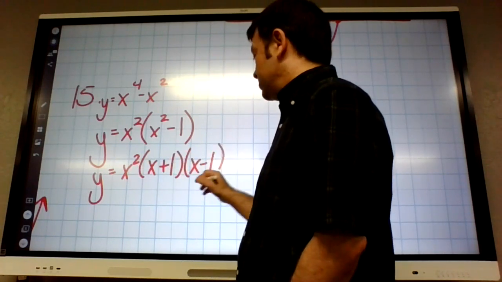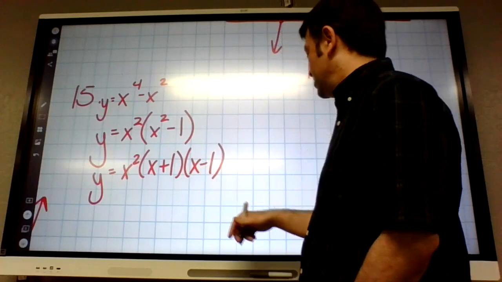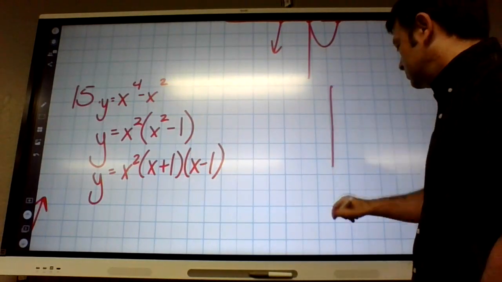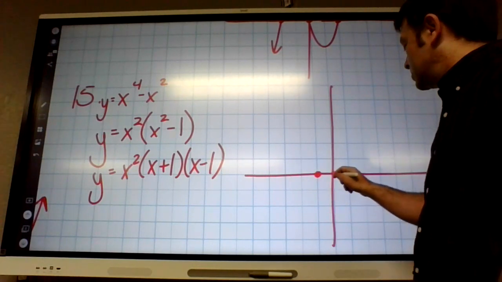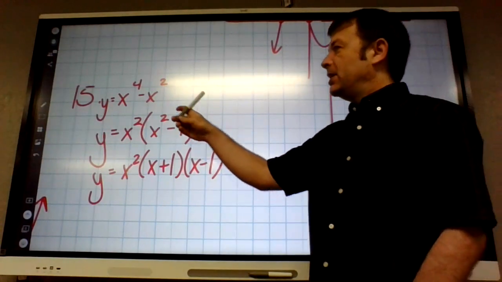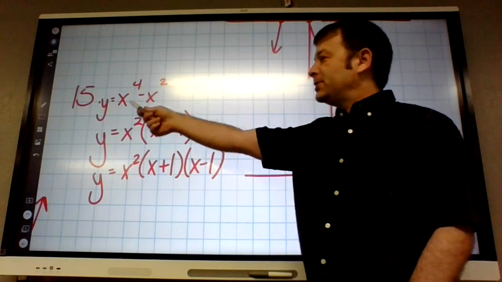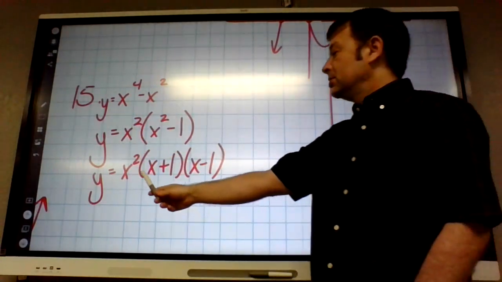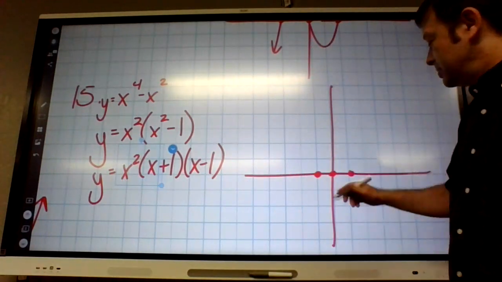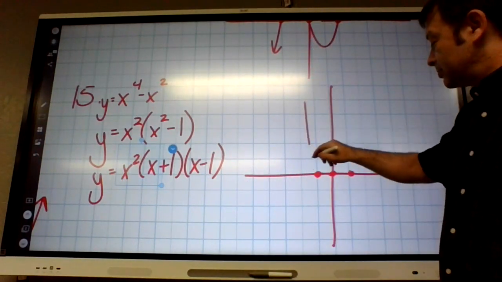Okay, so the roots are 0, negative 1, 1. It's a quartic, an x to the 4th function, so that means W shape, but what? This 0 is a double root, so it should bounce when it gets to 0.